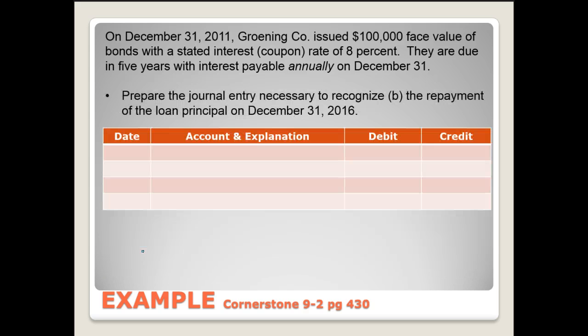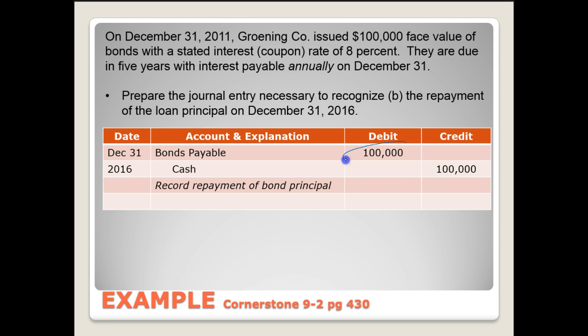Now we know that on December 31st, 2016, the company not only pays an $8,000 interest payment, but on that date, that's the maturity date. So that maturity date is when they pay back the face value. So they will clear their bonds payable account, that $100,000 of liability they've been hanging on to for 5 years, and they will credit their cash account for the full $100,000.